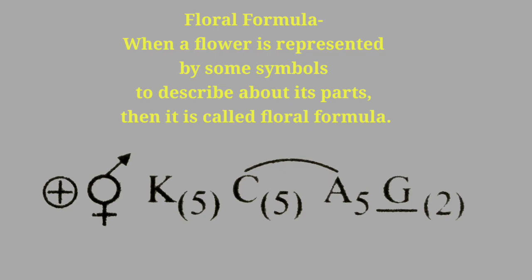Then similarly comes the corolla, which is the second whorl. Here also the petals are gamopetalous. 5 is the number of petals, and the bracket sign represents the gamopetalous nature. Then comes the androecium. The androecium is also 5 in number, and it is free. The stamens are free. And the gynoecium is a superior gynoecium.